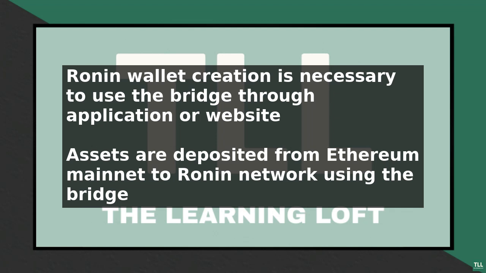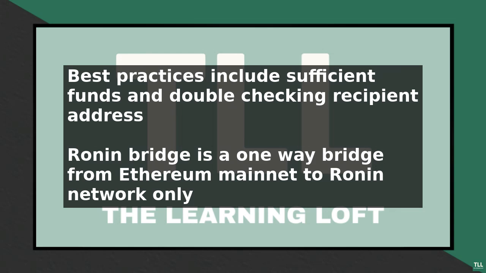wallet. Best practices for using the Ronin bridge include ensuring that you have sufficient funds in your Ethereum wallet to cover the transaction fees, and double-checking the recipient address to avoid any errors. It is also important to note that the Ronin bridge is a one-way bridge, meaning that assets can only be transferred from the Ethereum mainnet to the Ronin network, and not the other way around.